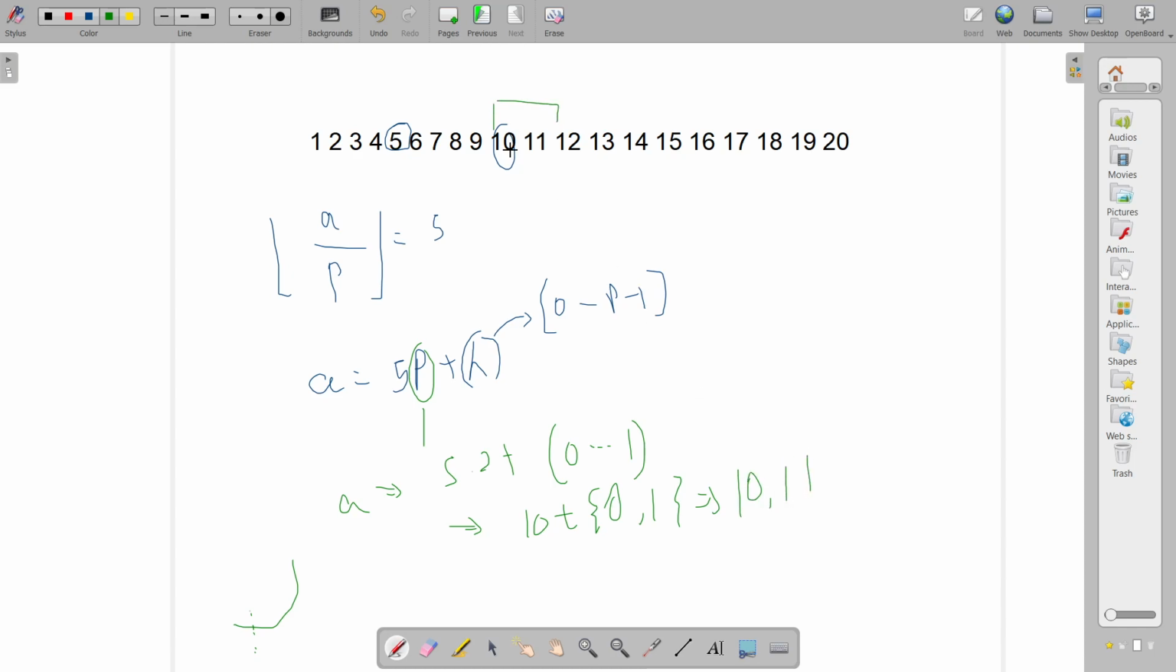These are these elements. The next range, how do I find it? I will make P as 3. So A would be 5 into 3 plus lambda, so lambda would be from 0 to 2. So these elements are 15, 16, 17. Okay.